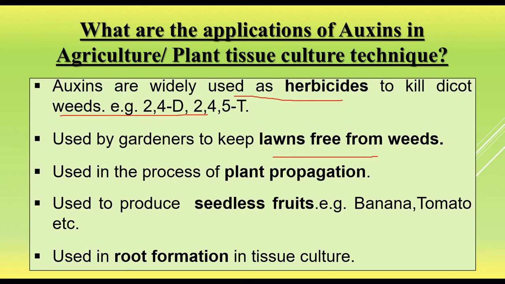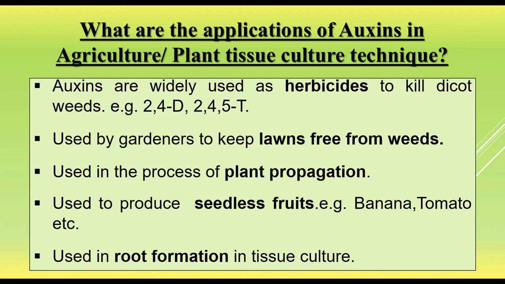This high concentration of auxin is responsible for abnormal cell division in the root and thus blocks the xylem and phloem, which hampers conduction of nutrients and water and ultimately causes the death of the dicotyledonous weeds. So, to make the lawn free from weeds, gardeners use auxins like 2,4-D and 2,4,5-trichlorophenoxyacetic acid, this type of synthetic auxins.